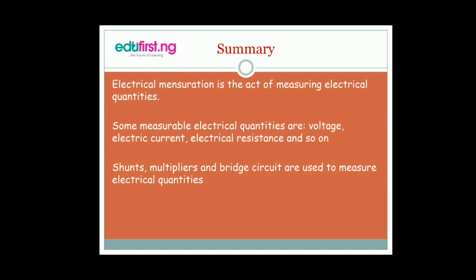Summary. From this lesson today, we have been able to learn that electrical mensuration is the act of measuring electrical quantities. Some measurable electrical quantities are voltage, electric current, electric resistance, and so on. Shunts, multipliers, and bridge circuits are used to measure electrical quantities.